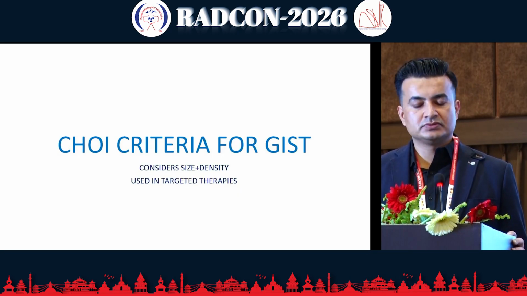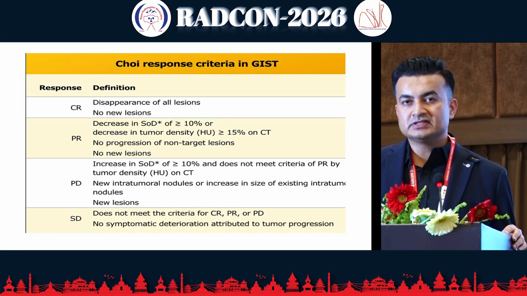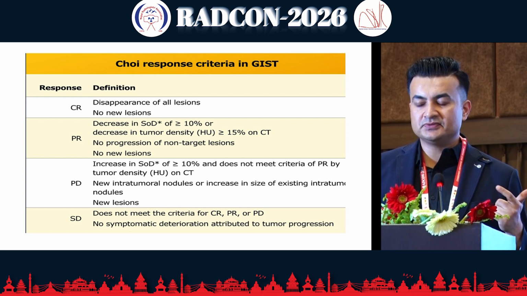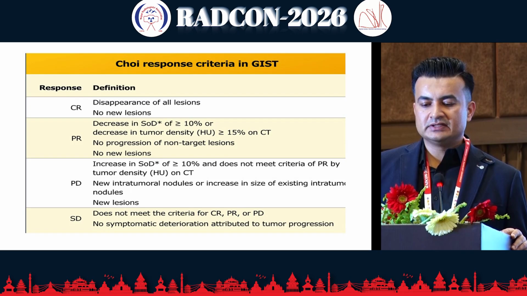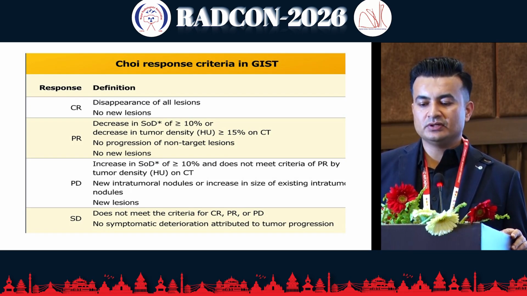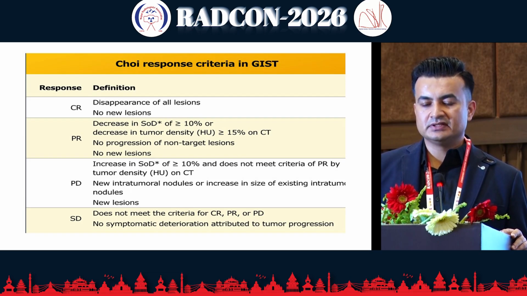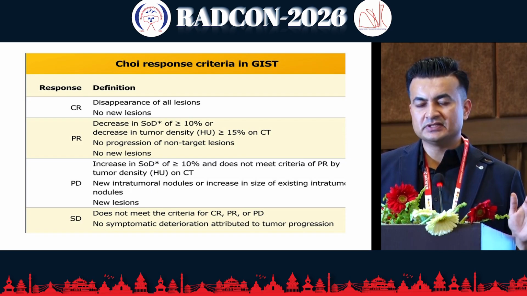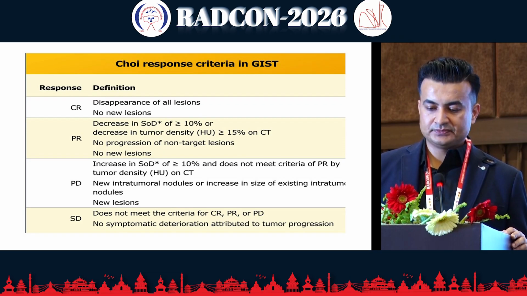Now we come to Choi criteria. It's usually for vascular tumors like GIST. It considers not only size, but also the density within the lesion, and is used after targeted therapies. It has similar criteria where the only point we need to know is if there is a decrease of more than 15% enhancement within the lesion, that is partial response, despite the size being the same. If there is more than 10% increase in size or density, then we call it progressive disease.